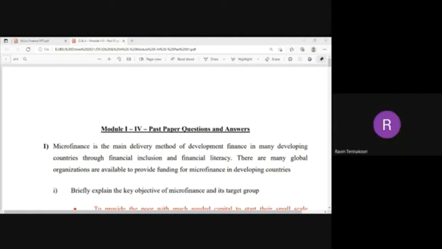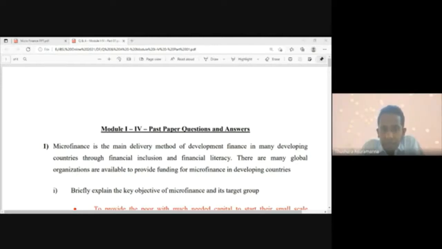The question is not easy, but we can answer if we go through the slides. That's what I'm telling. The question basically, when you say key objectives and the target group, he has asked point blank, what is target group, what is objectives. But the beauty here is, we know what is objectives, we know what is the target group. And what is missing here is, for the next question, he could ask to define microfinance. For that also we have answered.